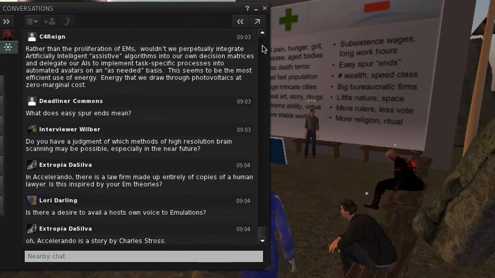Williamson's Brain Bridge says, do you have a judgment of which methods of high-resolution brain scanning may be possible, especially in the near future? And my answer is definitely no. I know and respect people who do brain science and who do scanning research. I've even donated to efforts to do scanning research personally. But I'm going to stay agnostic about that. I'm focused on the long run. I don't that much care in the short run which technologies get forward or which research groups seem to be advancing. The key point is that eventually something like this will be feasible, and I want to think about what happens when eventually it does become feasible.